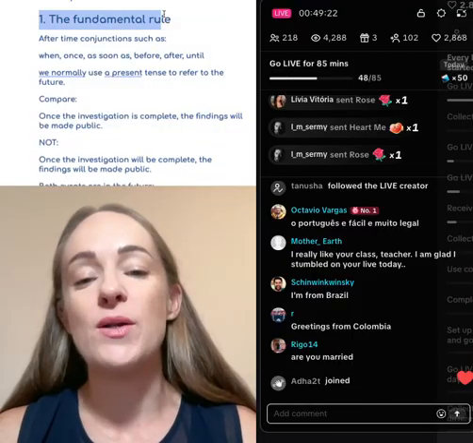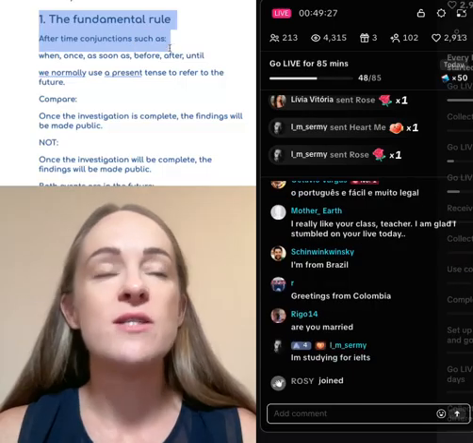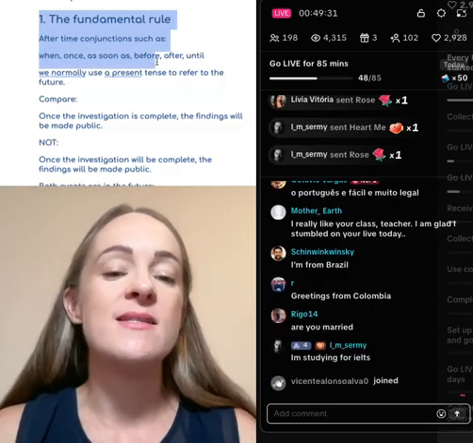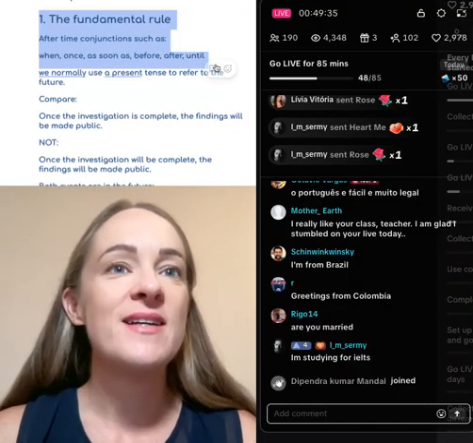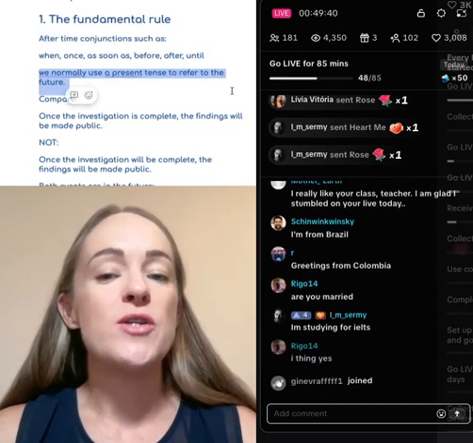So, number one, the fundamental rule. After time conjunctions such as when, once, as soon as, before, after, and until, we normally use a present tense to refer to the future.